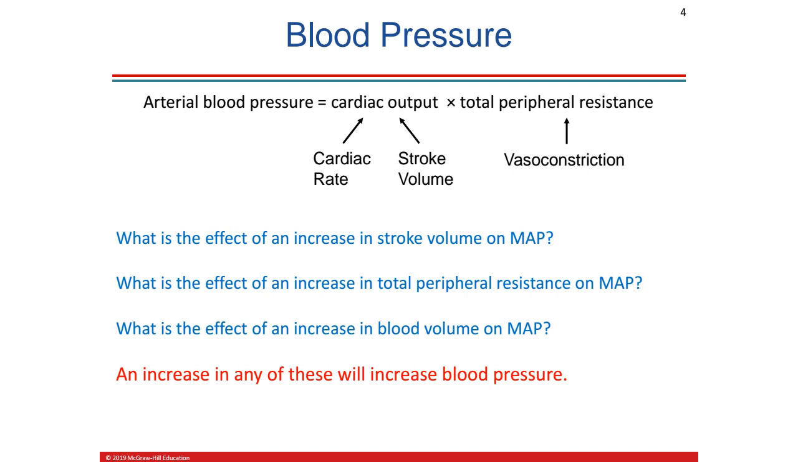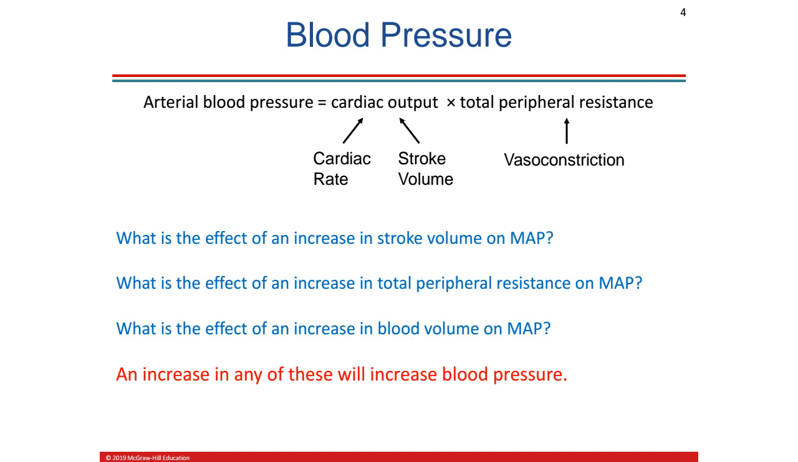So if we had an increase in stroke volume, imagine everything else is the same, like cardiac rate stays constant. That would lead to an increase in cardiac output. We're imagining the total peripheral resistance is held constant, and therefore you'd have an increase in mean arterial pressure. What about an increase in total peripheral resistance? Well, again, we imagine that cardiac output might be constant, and if total peripheral resistance increased, then the mean arterial pressure would increase.